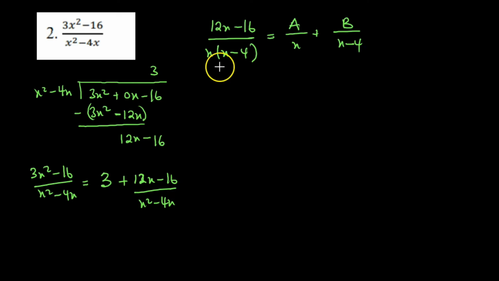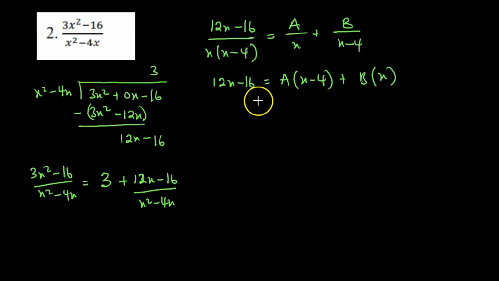So we multiply through by the LCM, and we will be left with 12x minus 16 equal to a into bracket x minus 4 plus b into bracket x. Hence, you can go ahead and use the trial and error method to get rid of a and solve for b, or get rid of b and solve for a. So using that method, when x is equal to 4, it means I'll be getting rid of a, and then I'll be finding b. I'll be having 12 times 4 minus 16 equal to a into bracket 4 minus 4, giving us 0.